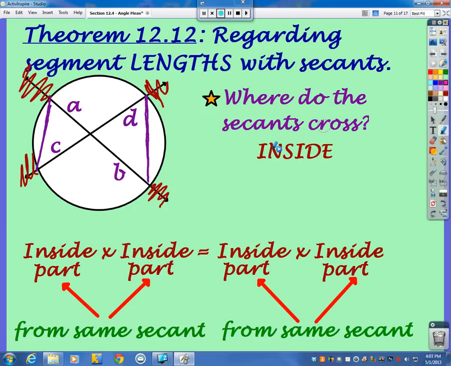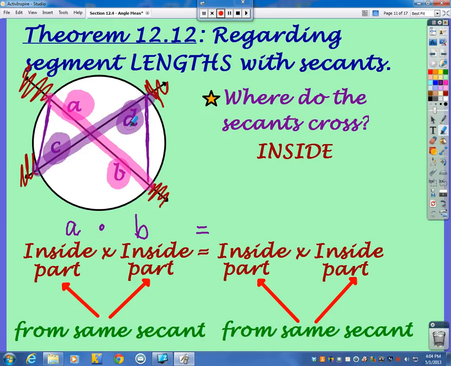When I talk about the inside part times the inside part, I'm focusing on one secant or one chord. One of the inside parts is A. The other inside part of the same secant or chord is B. So if I take the A times B value, whatever they may be, then I can set that equal to the other inside times inside part, which again, I go to my other secant or chord. Those two pieces are my C and D. So I set this up, and out of these four variables, A, B, C, and D, typically three of them are going to be numbers in the end, and you're just going to use some algebra and solve for the one that's missing.